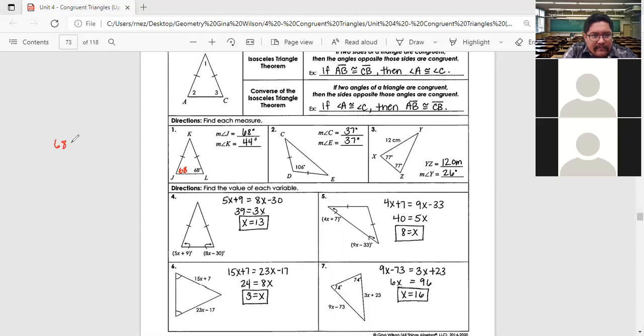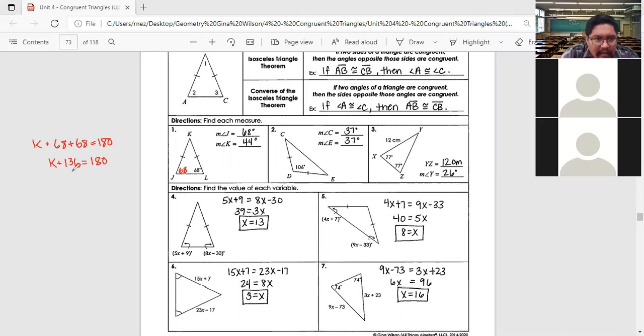So 68 plus 68 plus K equals 180. In this case, we're missing one of them, and I'm going to call that K. So I'm going to go ahead and get my calculator. I'm going to add those two 68s together. I could have just pushed times 2. If I put those two 68 numbers together, combining my like terms, that would be 136.